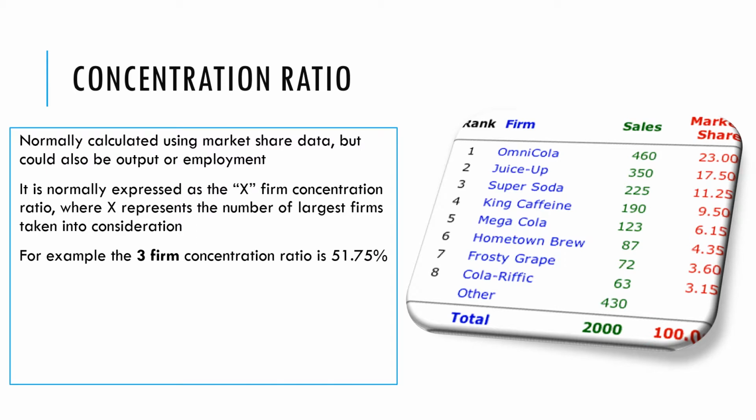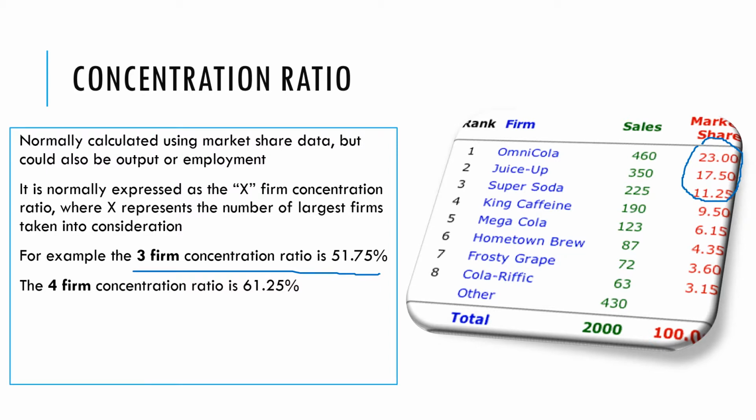So for example here, if we wanted to look at the 3 firm concentration ratio, what we would do is list them by market share, and here we would take the top 3, so 23%, 17.5%, 11.25%, add them together. The 3 firm concentration ratio in this market would be 51.75%.